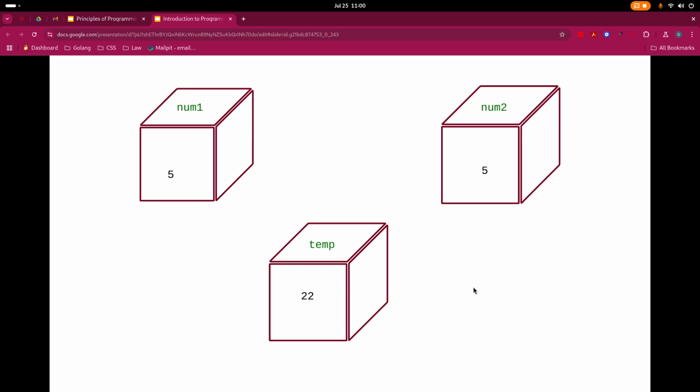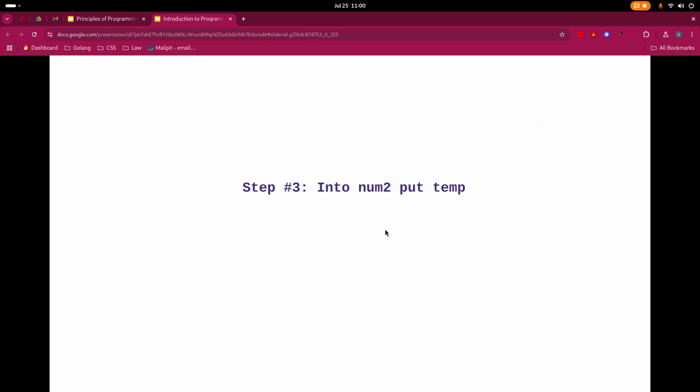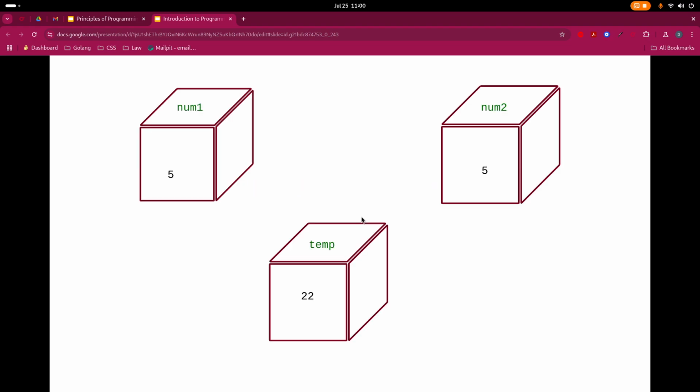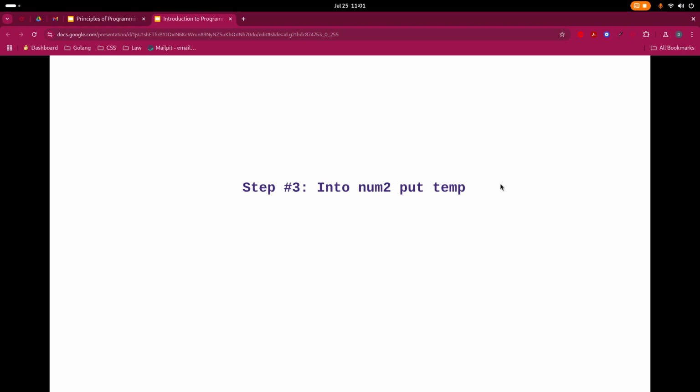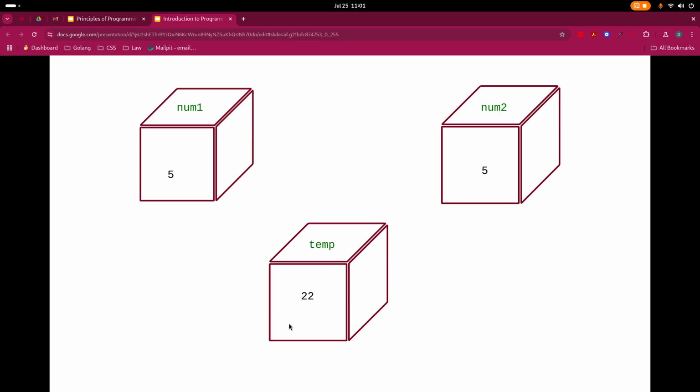The next thing we need to do is rather straightforward. Take what is in temp and put it into num2. Let me back up and say that again. We need to now put the 22 here. So into num2, put temp. Put what is in temp, which is currently 22, here. And that gives us that.